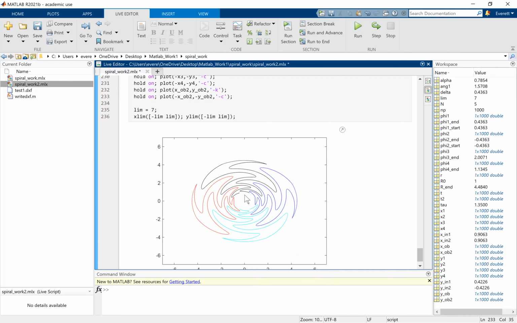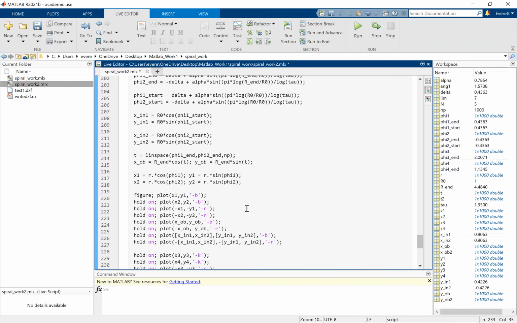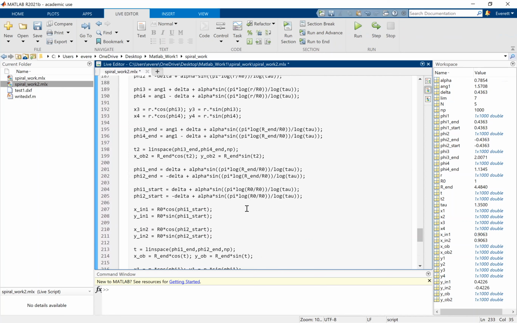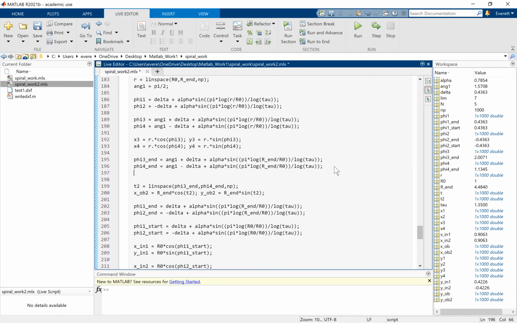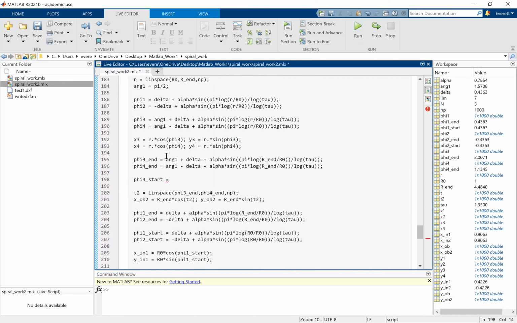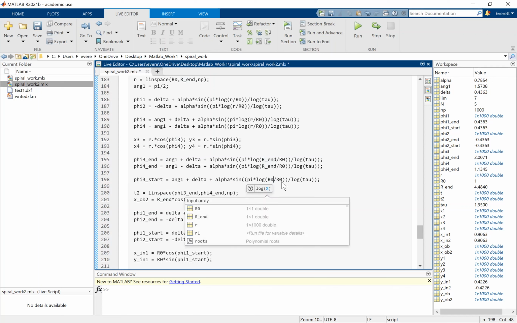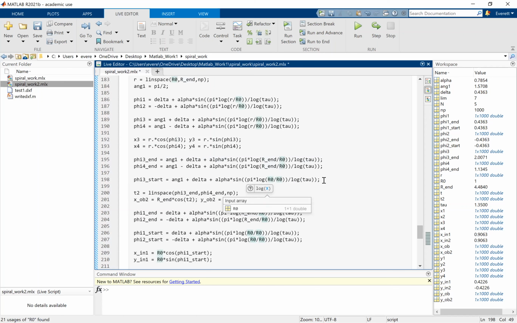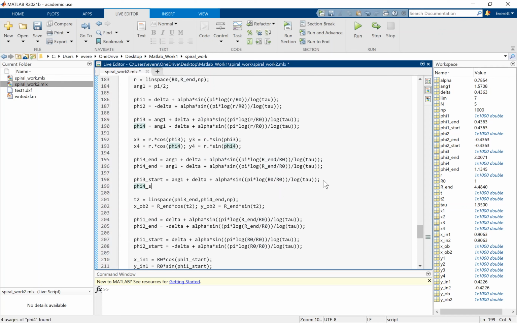Now let's just finish making our inner bounds for these ones. So again, we go up here, we make our phi3_start equals this stuff, but instead of r_n, we're going to plug in r naught. And then phi4_start, again, equals this stuff, but we plug in r naught.